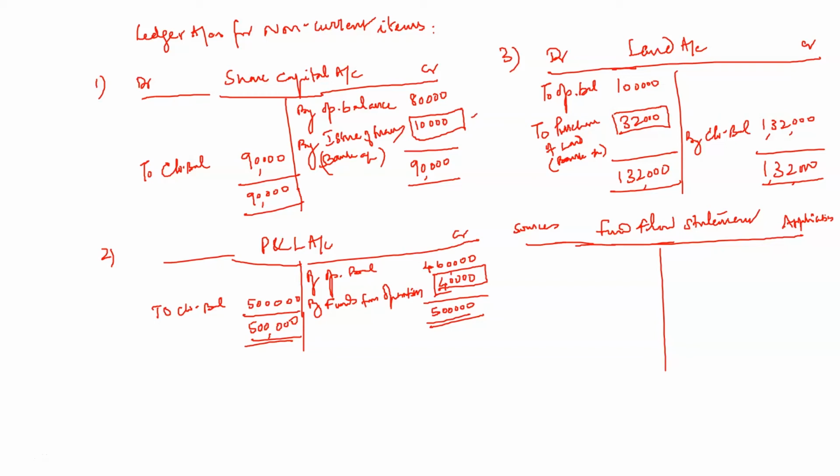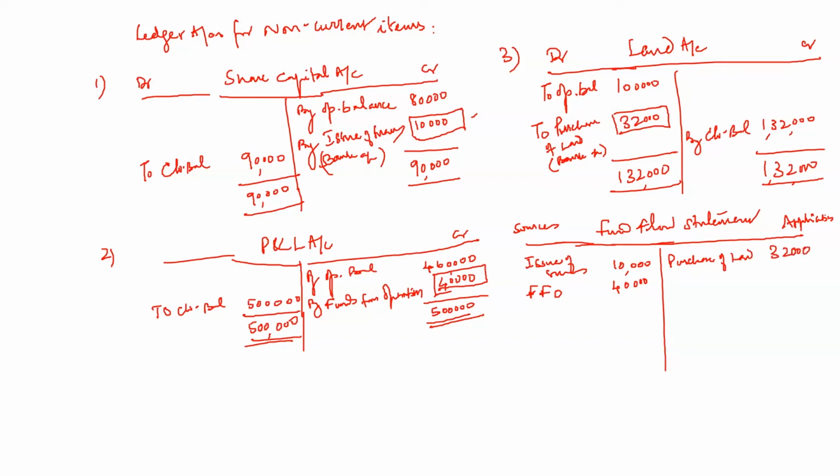Okay. So first, in case of share capital, by issue of shares we managed to raise funds. So issue of shares, 10,000, and funds from operations, shortly called FFO, is 40,000. And on the application side, purchase of land, 32,000.